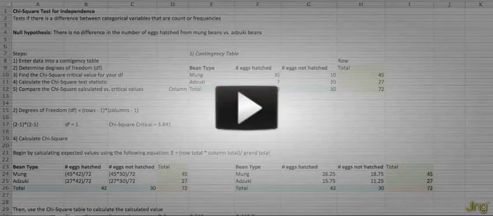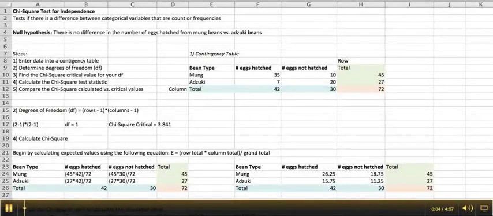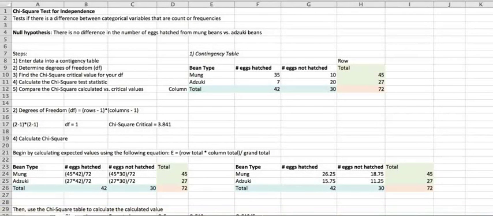In this video, we are going to learn how to calculate a chi-square test for independence. This is a test that allows us to determine if there's a difference between some categorical variables when the data are in count or frequency format.